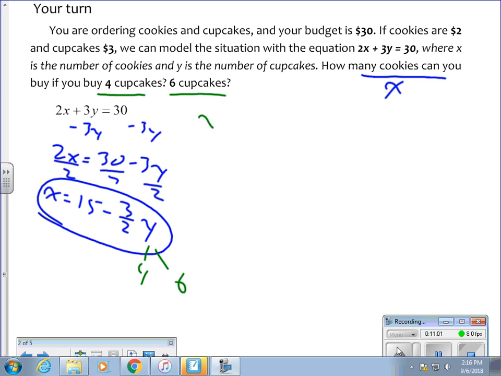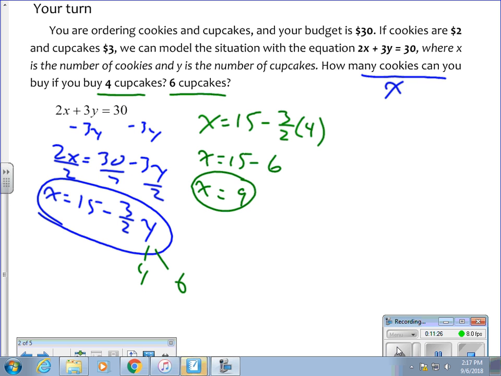Okay, so how many if we buy 4 cupcakes? X equals 15 minus 3 halves times 4. Okay. This is not as hard as it looks. What is half of 4? 2. What's 2 times 3? 6. So this is x is 15 minus 6. So I get 9. If I buy 4 cupcakes, I can get 9 cookies.